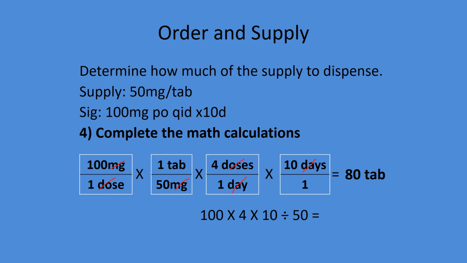All right, so let's do the shortcut. So the shortcut is you'll start with your order and supply. So in this case, our order per dose is 100 milligrams. And the supply comes 50 milligrams per tablet. So we will need 2 tablets per dose. So it's 2 tablets to get the 100 milligrams. You multiply by the number of doses in a day. So we have QID for 4 and for 10 days. So 2 times 4 times 10 will give you 80 tablets as well. So that's the shortcut.